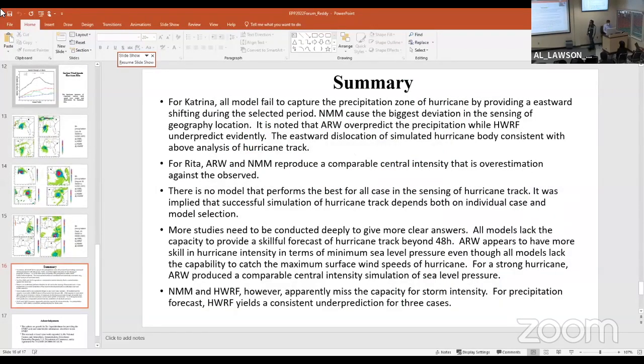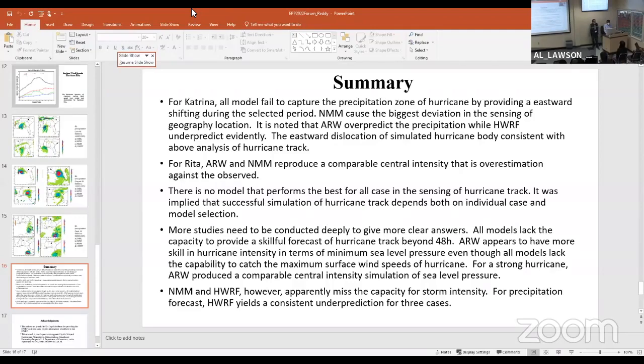Now, this is a summary. What they say is for the Katrina case, all models failed to capture the precipitation zone of the hurricane, providing an eastward shift. And then, of course, the biggest deviation is in geographical location. I think he got this based on the displacement table. And also the LW over predicted precipitation, while the H-WRF, that's Hurricane WRF, is under predicted. And for Rita, LW and NNM reproduce a comparable central intensity that is overestimated against the observation. That's for the precipitation.